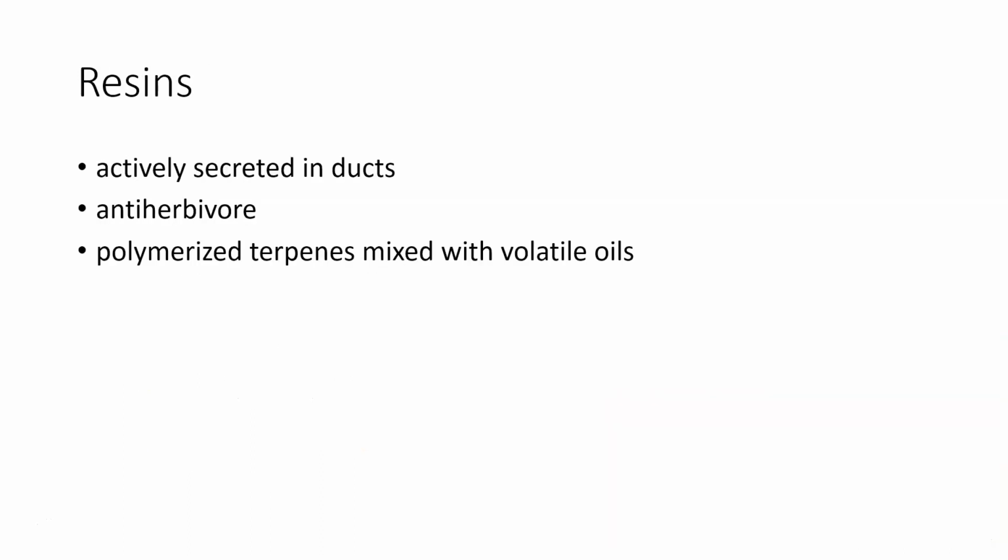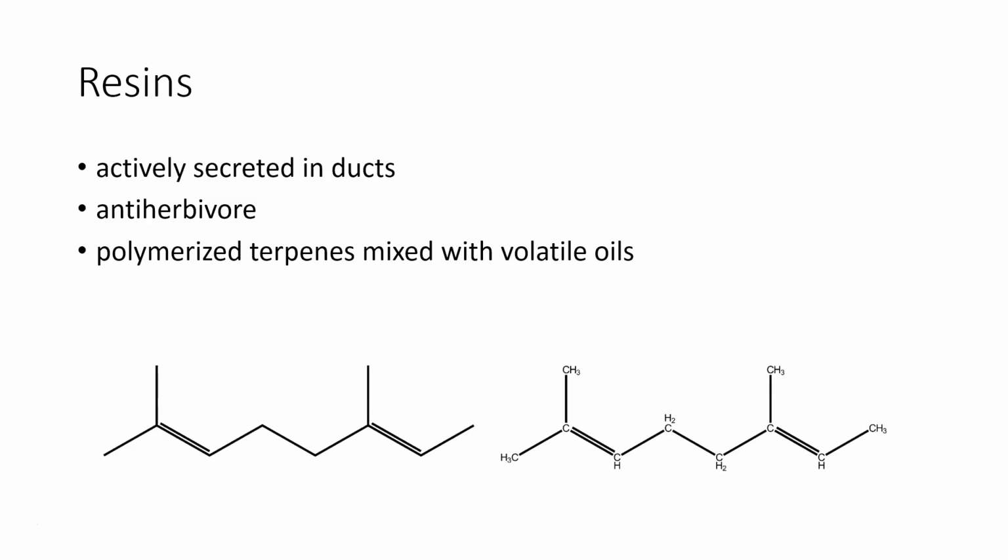We've got resins. Resins are actively secreted in ducts. They tend to be anti-herbivore in nature. They've got rather pronounced tastes and aromas to them. They are polymerized terpenes that are mixed with volatile oils. A terpene is basically two isoprene units put together.